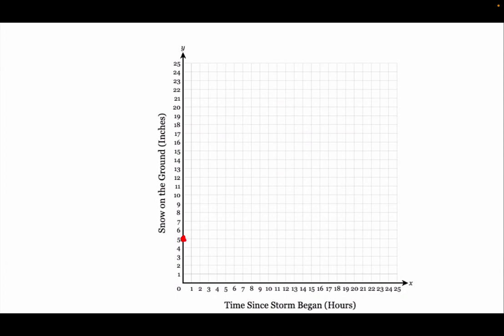So it's falling 3 inches every hour. So the inches is up. So I got to go up 3. 1, 2, 3. How many do I go over? 1. Because it's 1 hour, right? Yeah, good.